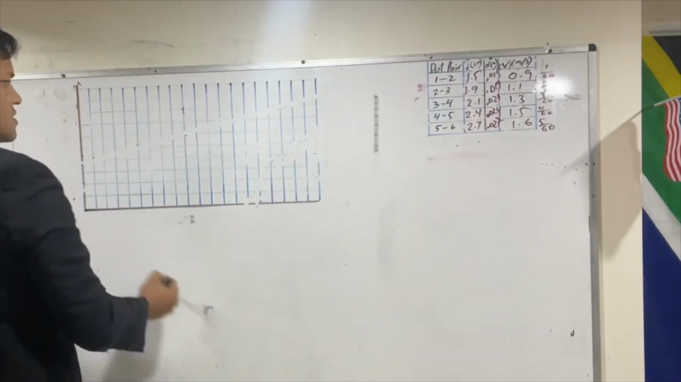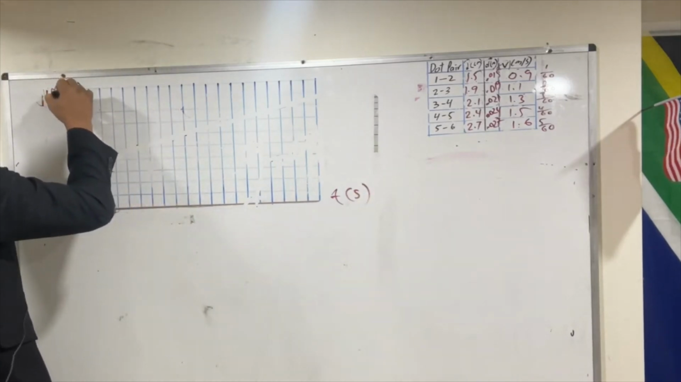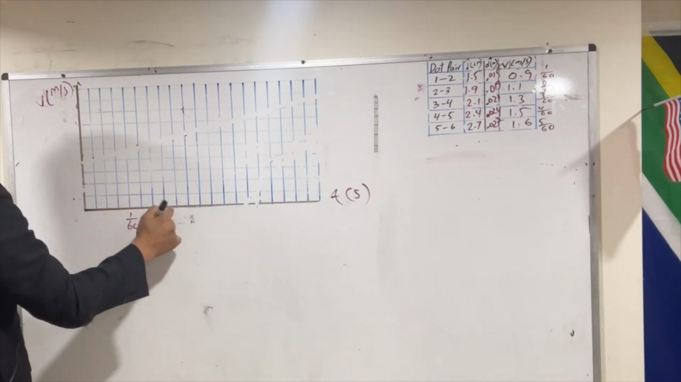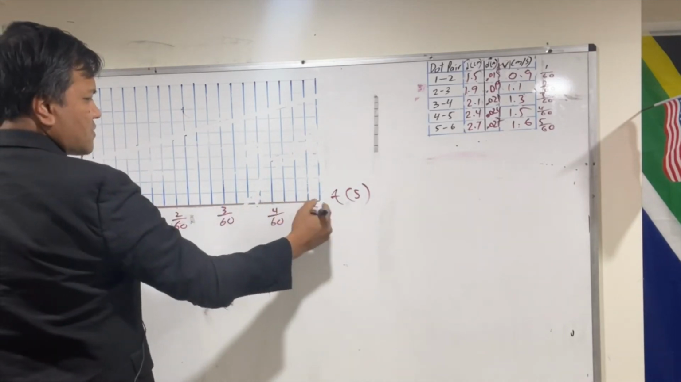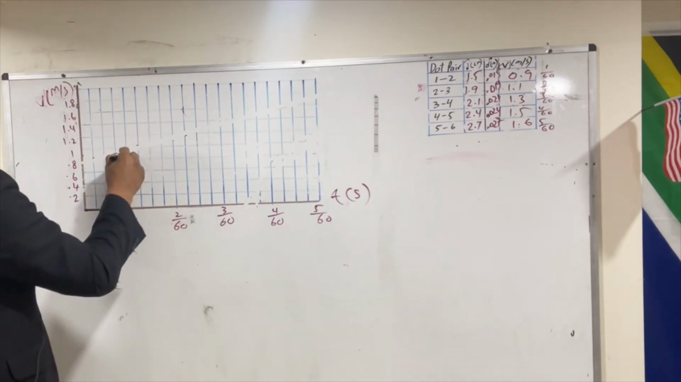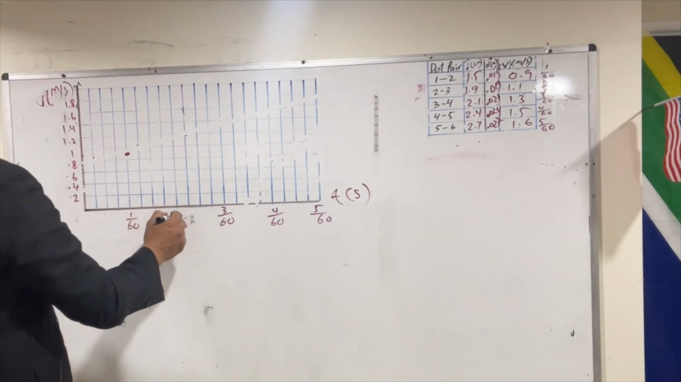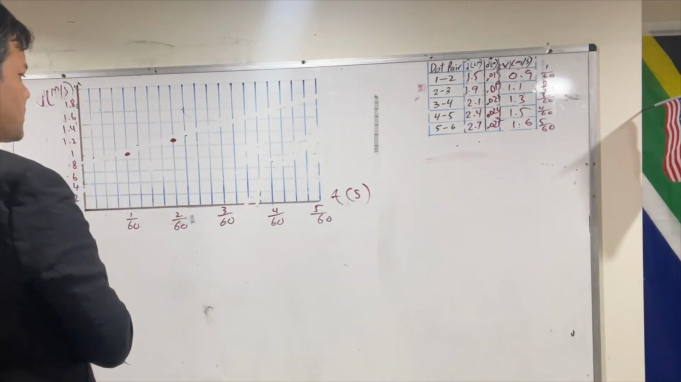So this is the time in seconds, and this is velocity in meters per second. So this is 1, 2, 3, 4, 1 over 60, 1, 2, 3, 4, 2 over 60, 1, 2, 3, 4. So point 0.9 is right here. The second point is 2 over 60, 1.1. The third point is 3 over 60, 1.3.